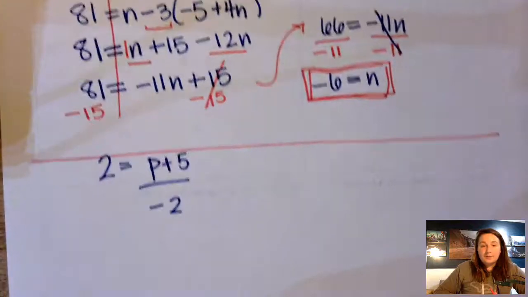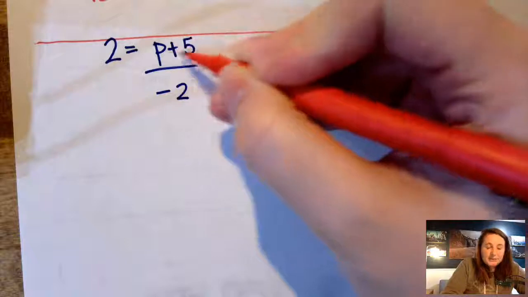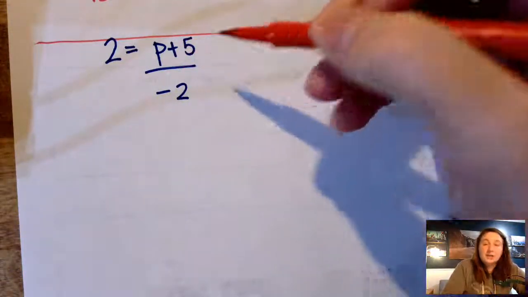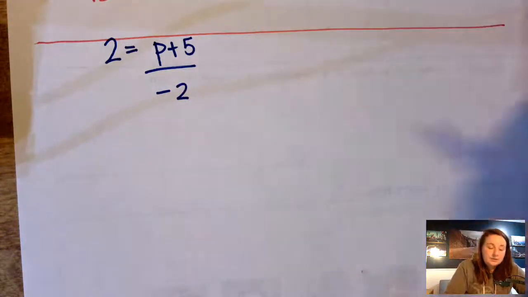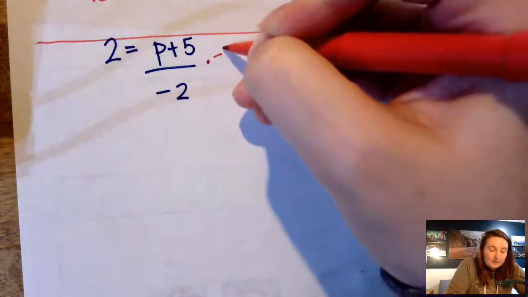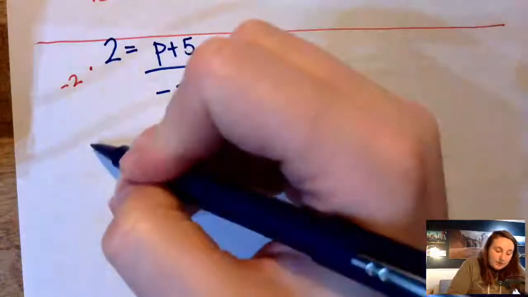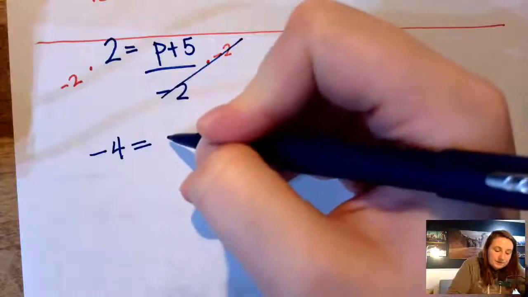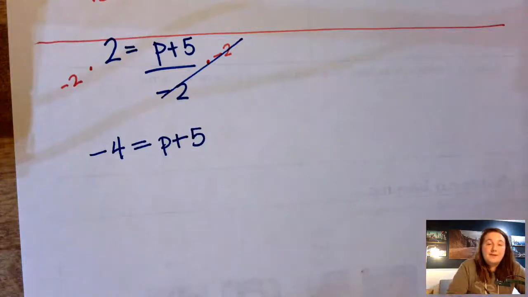Now let's look at the one right below it, the one that has the fraction. The reason this is a little bit different is because there's like an entire expression up in the numerator that I can't even touch, I can't even do anything with that until I get rid of the denominator. So I need to get rid of this divide by -2 by multiplying by -2. And so we get over here -4. Those cancel, and over here we have the entire numerator, which was p plus 5.